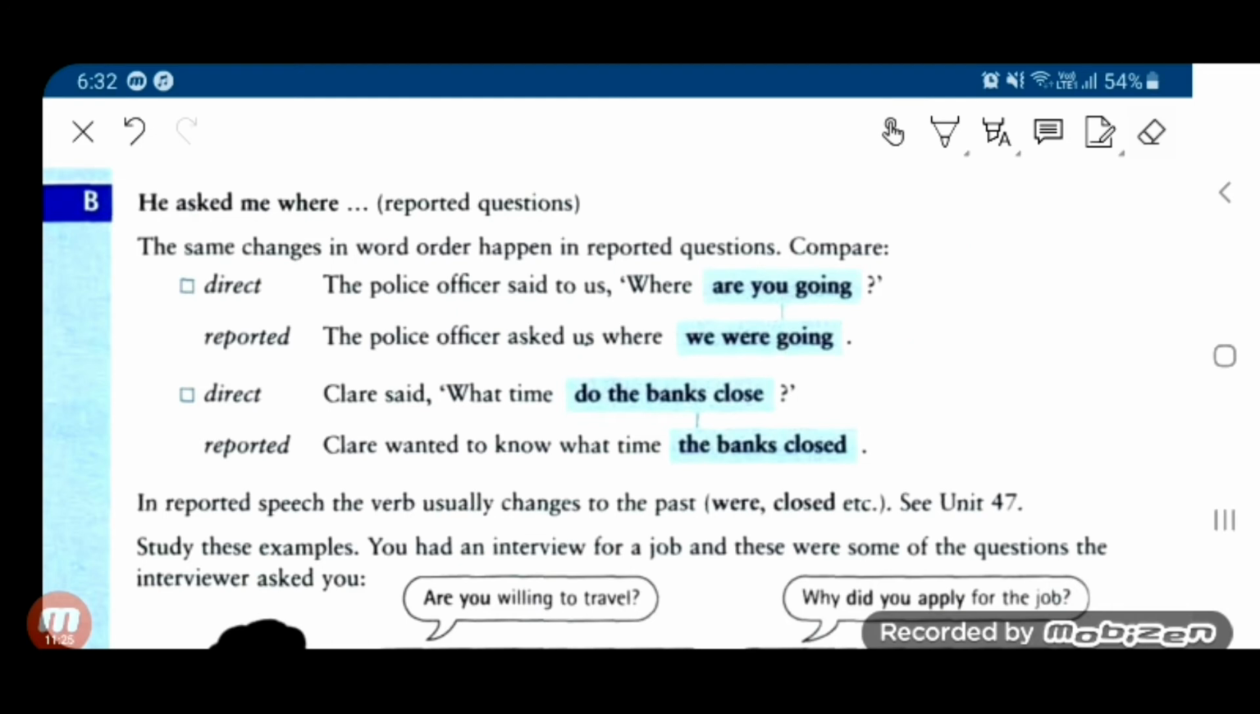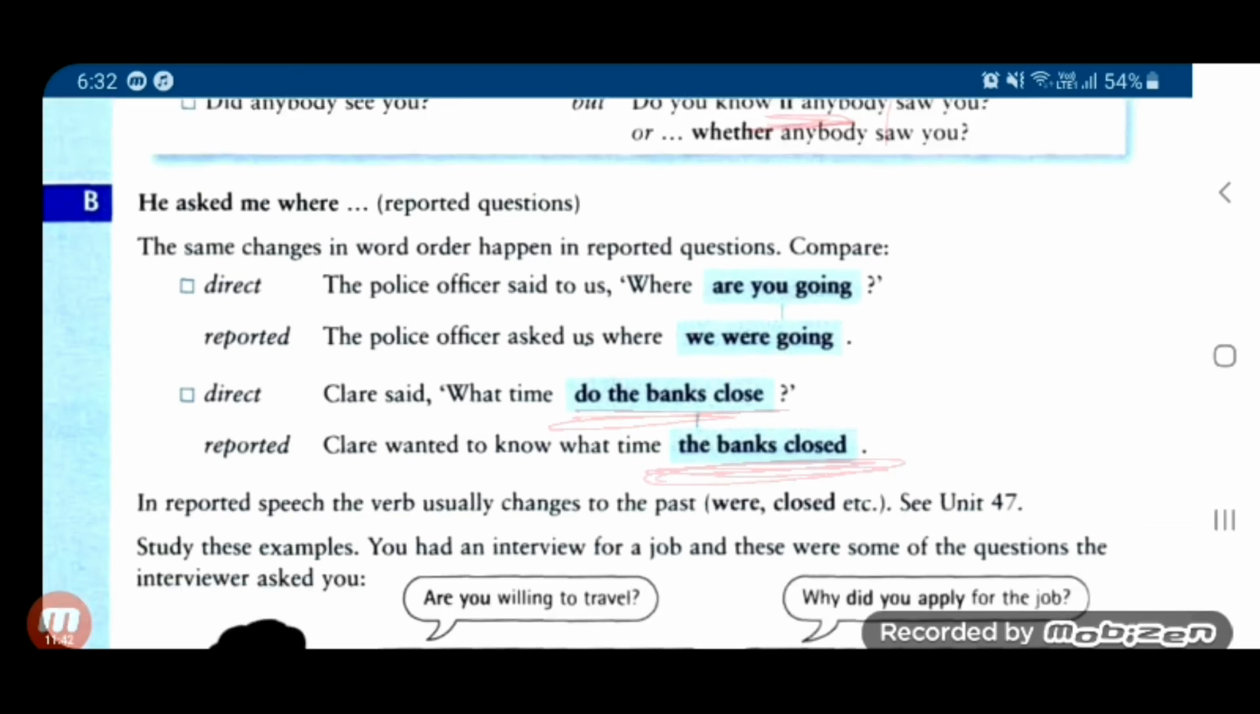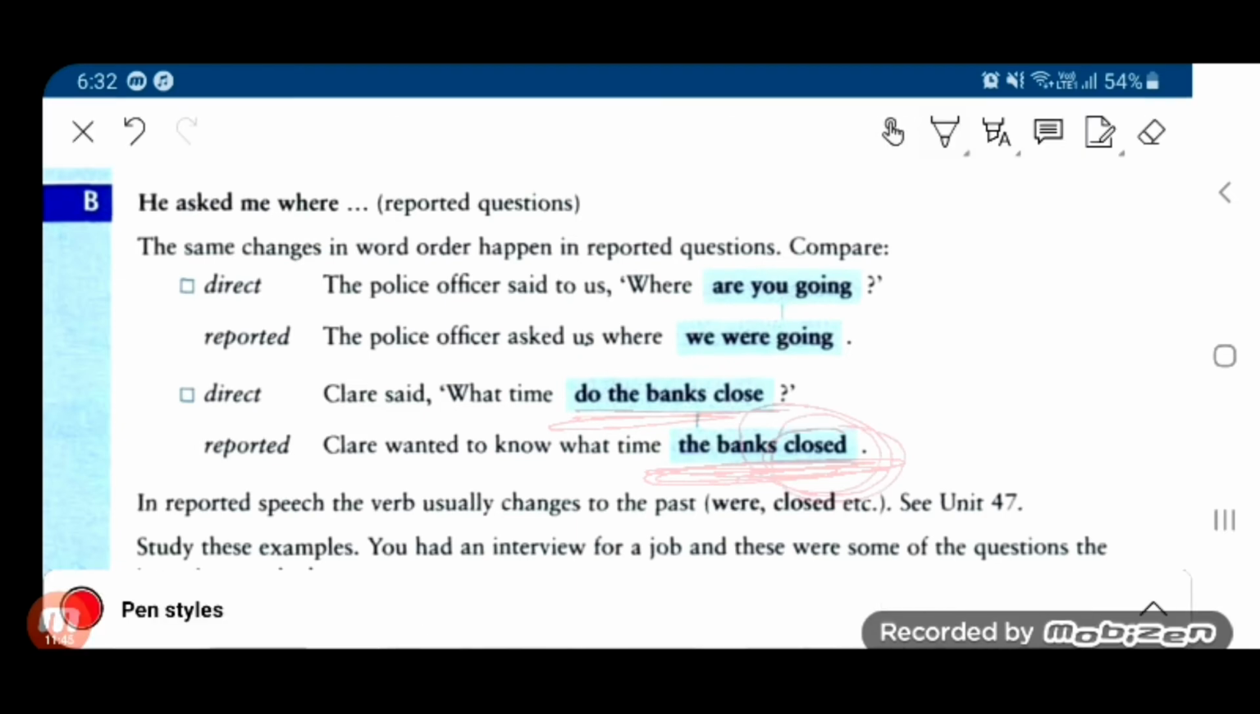So Claire said, what time do the banks close? Okay, do the banks close represents that the time reference is present. And what time the banks closed is the second form of verb. Okay, second form of verb of which sentence? That is past simple, that's past simple.